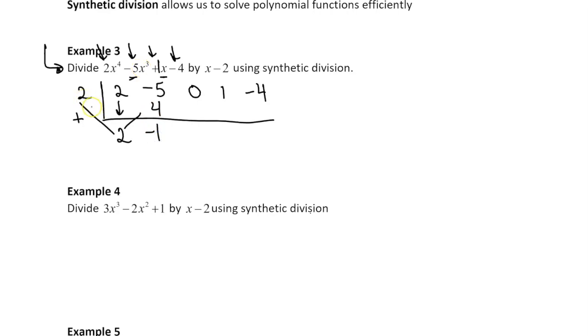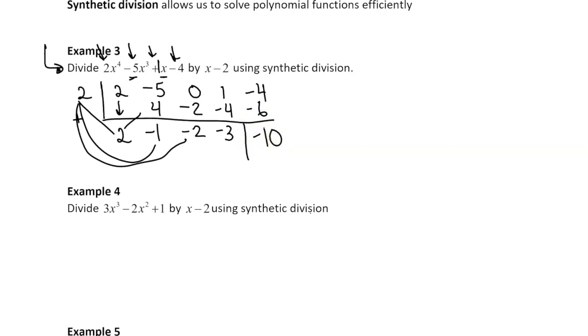And repeat that exact same process. So 2 times negative 1 is going to give us negative 2. Add that together and we get negative 2. 2 times negative 2 is going to give us negative 4. Add that and we get negative 3. And then 2 times negative 3 is going to give us negative 6. Add that together and we get negative 10.